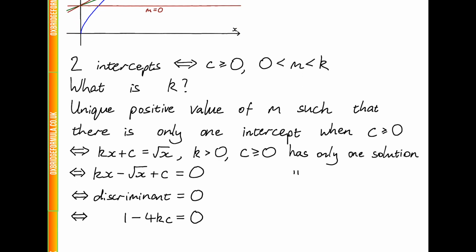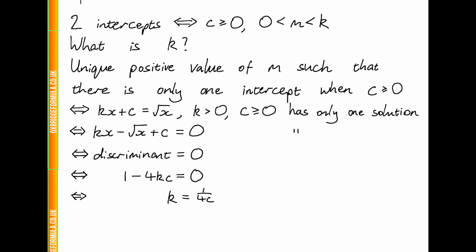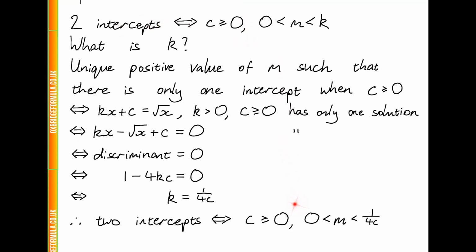And that tells us that, therefore, if we move the 4kc onto the other side and divide through by 4c, that k must equal 1 over 4c. And therefore, we can rewrite our criteria here as having two intercepts if and only if c is greater than or equal to 0 and m is strictly between 0 and 1 over 4c. And in fact, this second inequality here implies that c is greater than or equal to 0, so we can just write this as m is strictly between 0 and 1 over 4c.